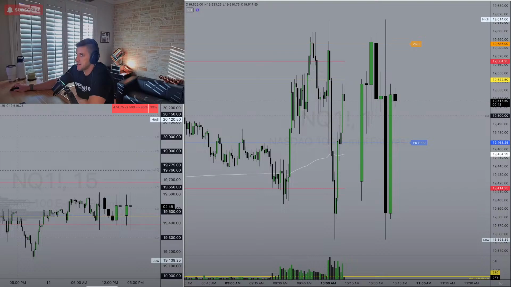Yeah, Dom, probability definitely favors the inside day. But in this environment, that could easily change. Easily. Could easily change.